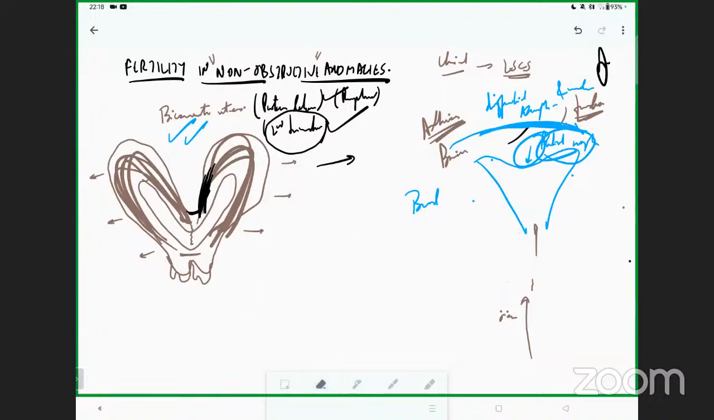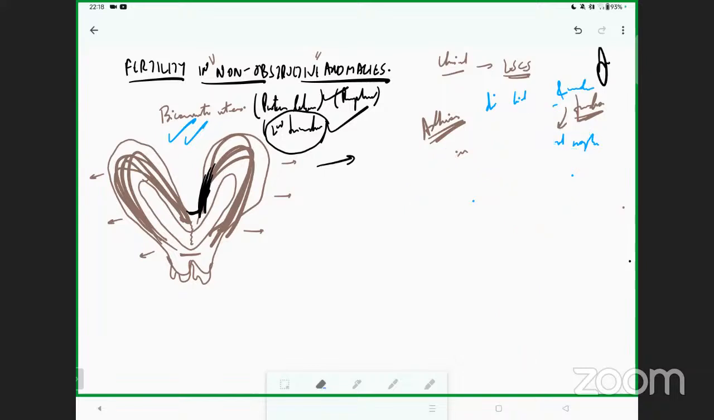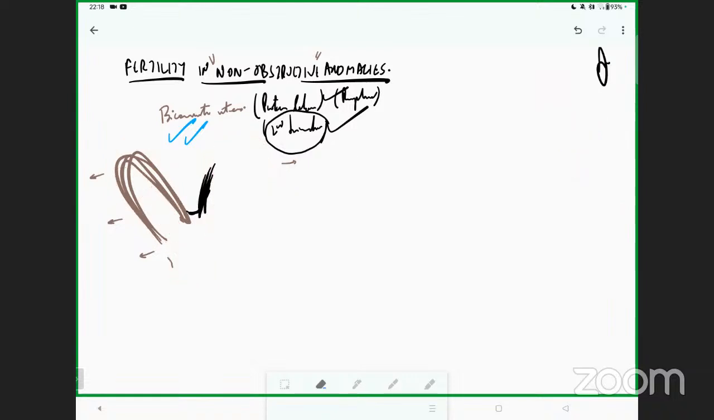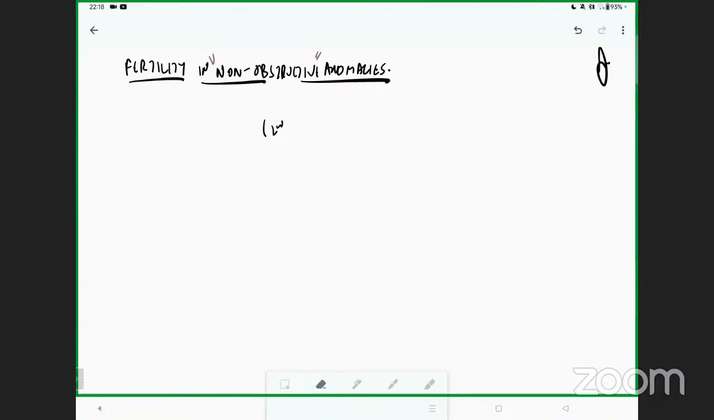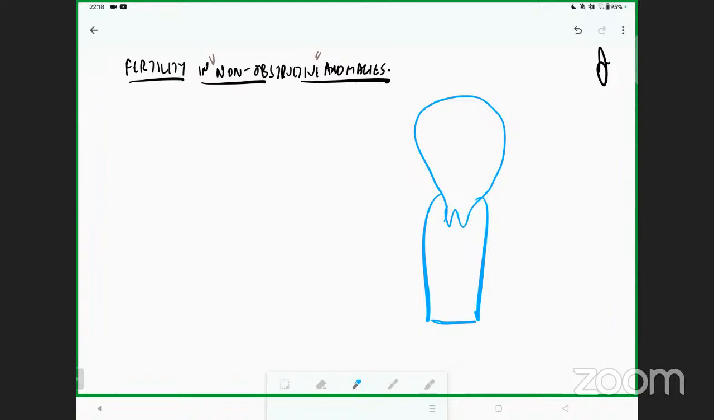So remember one thing: because there is no obstruction, the process of pregnancy is easy, because there is nothing which goes wrong in the fallopian tube and the ovaries in the majority of situations, as a result of which fertility outcomes are superb as far as non-obstructive anomalies are concerned. After I finish these, the other non-obstructive anomaly is obviously the imperforate hymen. Again, this has excellent outcomes.